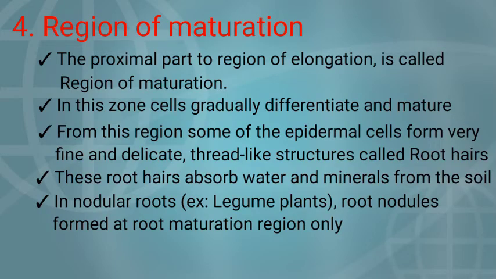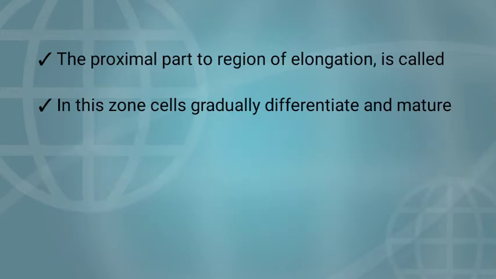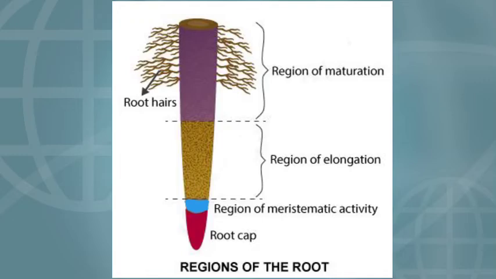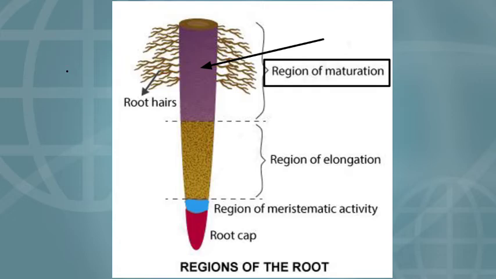In nodular roots, root nodules are also formed at the root maturation region only. See the diagrammatic representation of region of maturation, which is present above the region of elongation. In the diagram, it appears in pink color. It contains root hairs, which help in the absorption of water and minerals from soil. Not only root hairs, in legume plants, root nodules are also present in region of maturation only. Those help in biological nitrogen fixation.